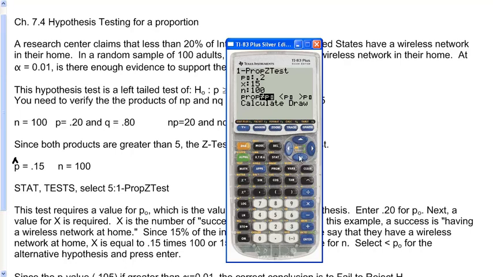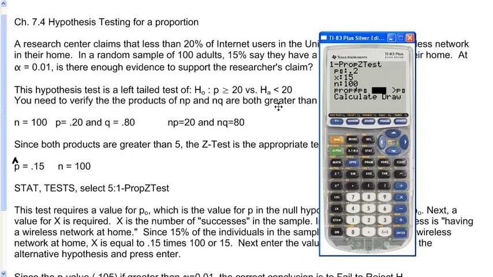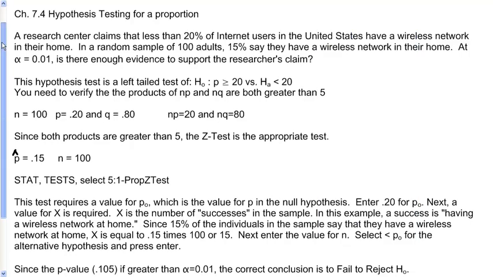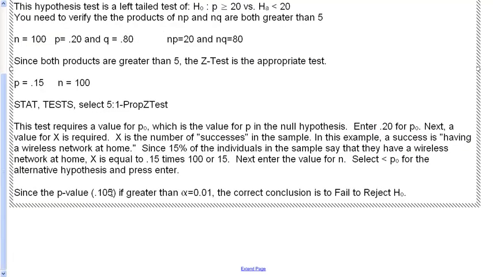and we want to go down and go over here and press enter where you have less than, because you're getting this from your alternative hypothesis. So once I get that and press enter, I can move down to calculate and press enter. And here's my p-value. It's 0.1056 and so on. So I really should have rounded this to 0.106, but it really doesn't matter. You can tell that this is much bigger than your alpha, which is 0.01, so the correct conclusion is to fail to reject the null hypothesis.